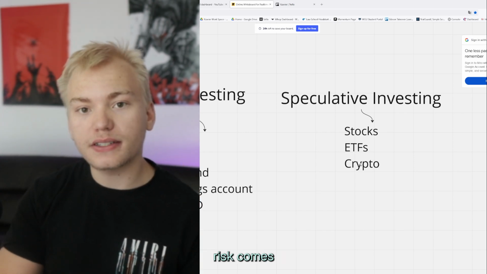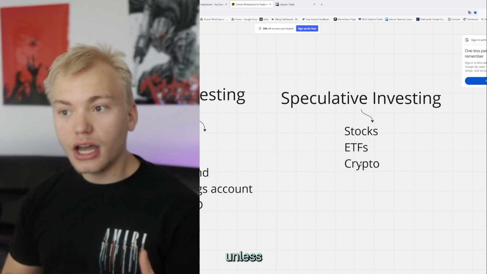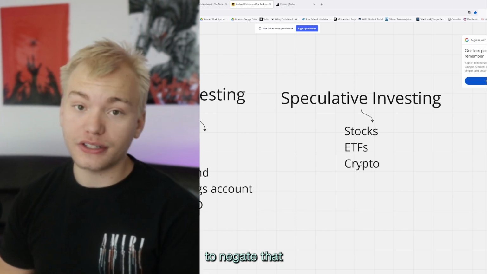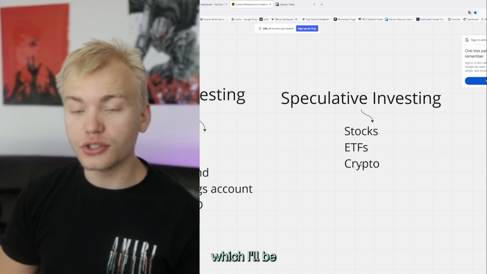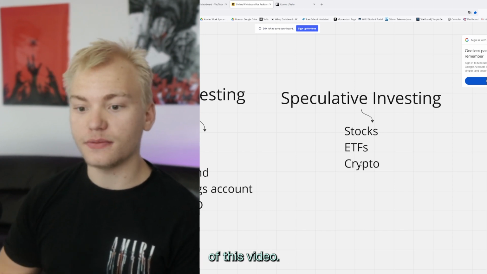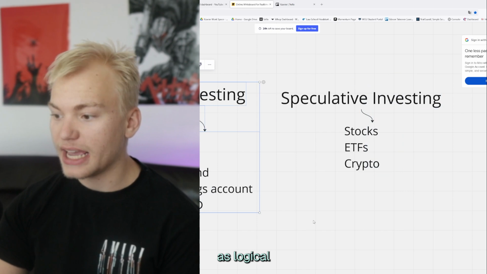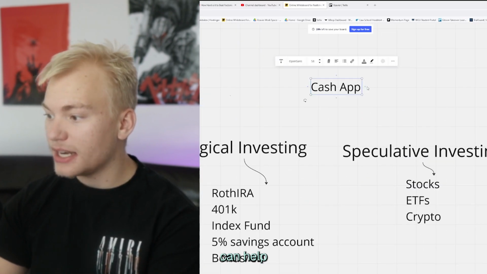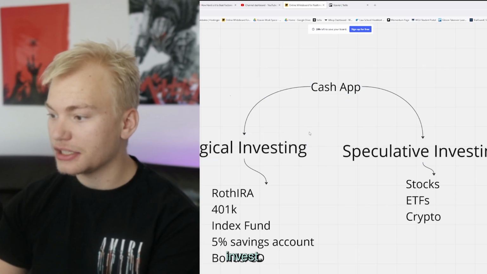Now, with that risk comes reward. Generally speaking, it's not really worth it to do something unless there is a reasonable amount of risk. You should do everything in your power to negate that risk. I would only recommend people investing with what they're willing to lose, which I'll be explaining my specific strategy a little bit later. So make sure you guys stick till the end of this video. But keep in mind, speculative investing is not in the same ballpark as logical investing. However, the nice thing is that CashApp can help us both speculative invest and logically invest.